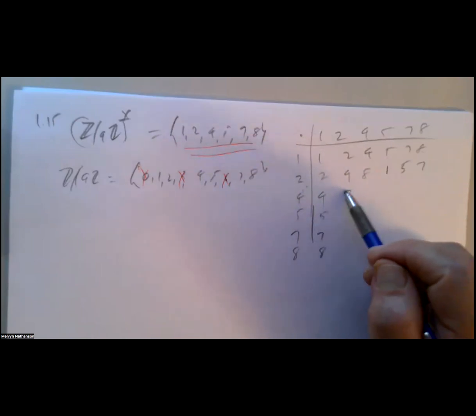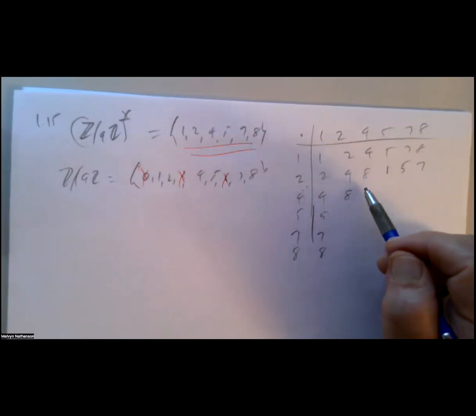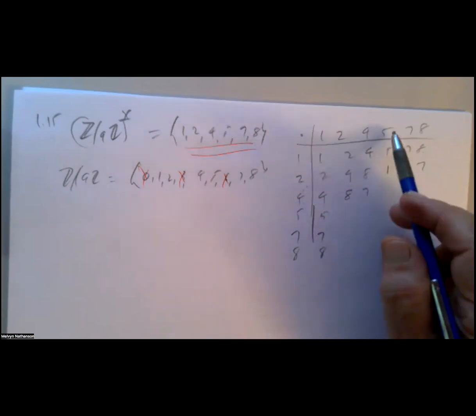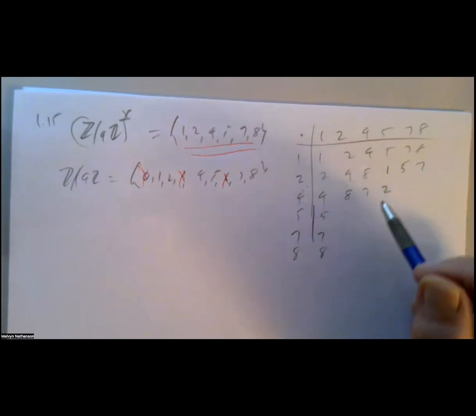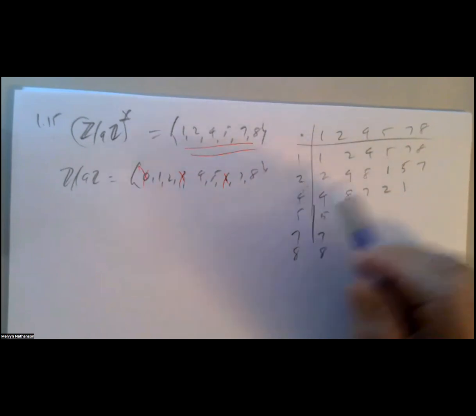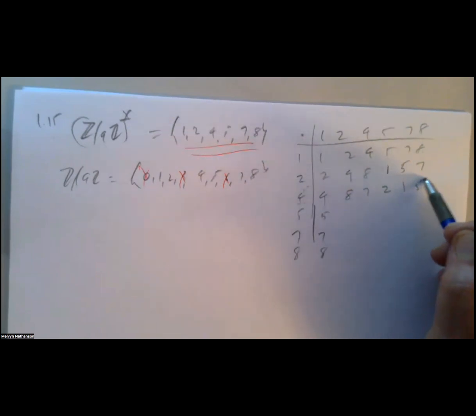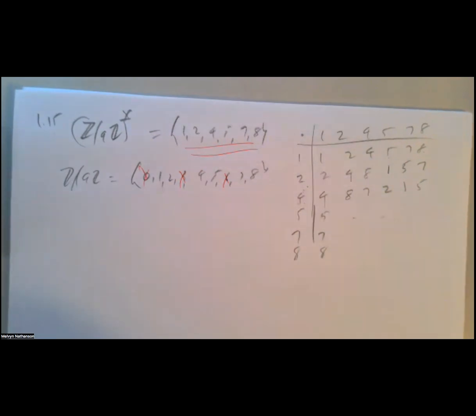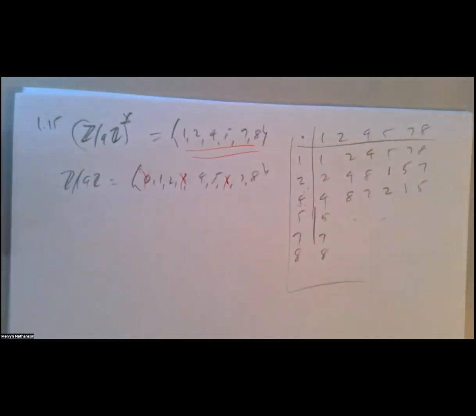4 times 2 is 8. 4 times 4 is 16, which is 7 mod 9. 4 times 5 is 20, which is 2 mod 9. 4 times 7 is 28, which is 1 mod 9. 4 times 8 is 32, which is 5 mod 9, and so on. You just fill in the table like that.